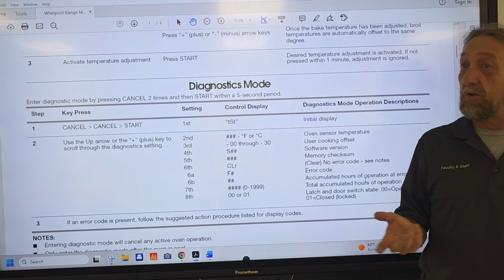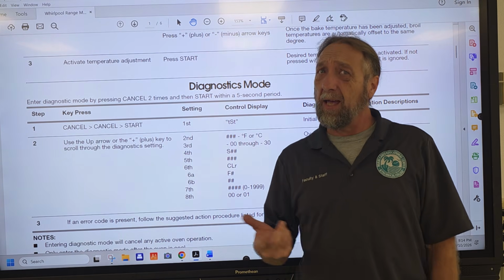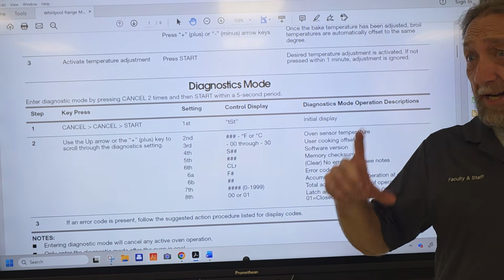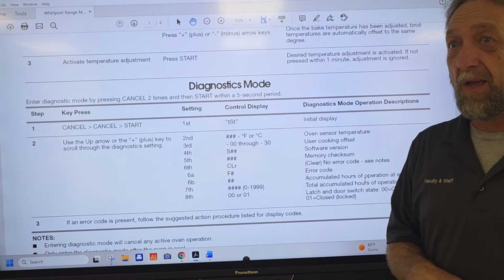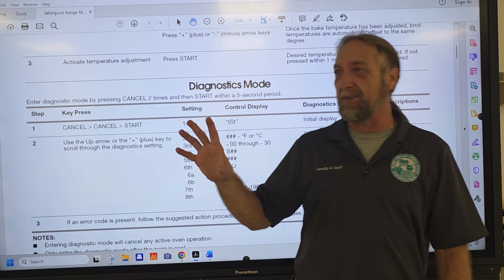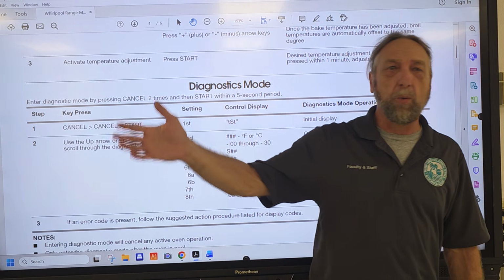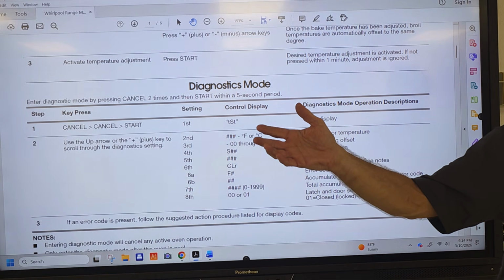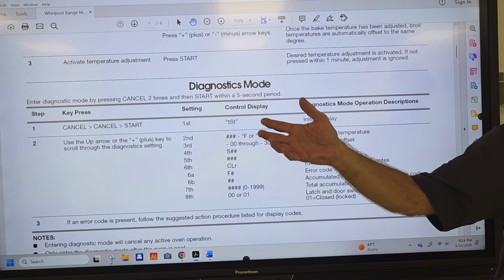F3, this goes back into the early 90s, late 80s. I don't remember how long ago the first electronic controlled ovens came out, but F3 was a very common problem, and that meant your oven sensor is bad. But what happens when we got double ovens? Double F. What? Double F.